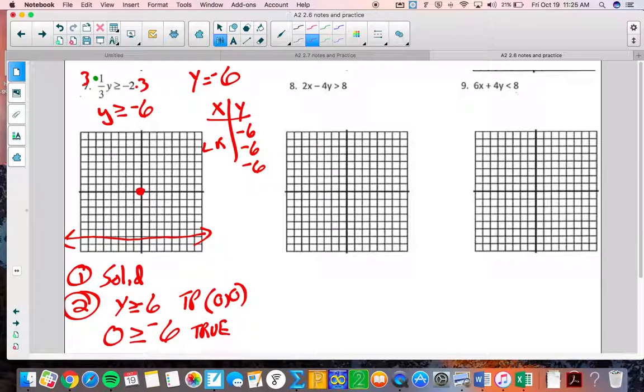Now 0, 0 is right here. From the line, I shade towards the test point. All of the points on this side of the line have a y that is greater than -6.